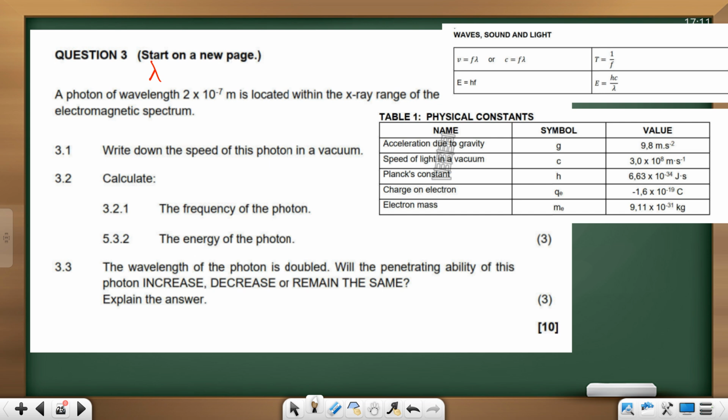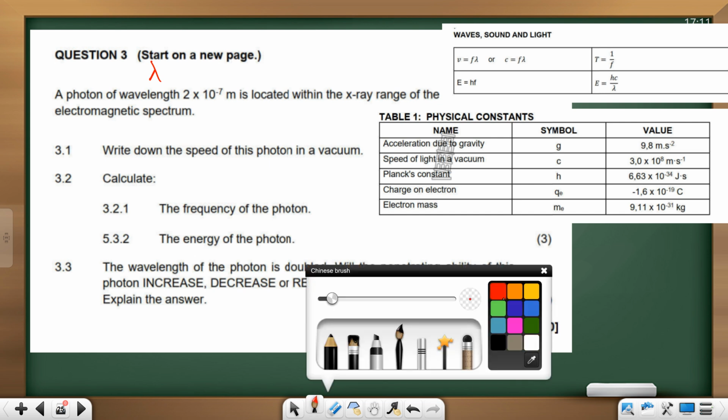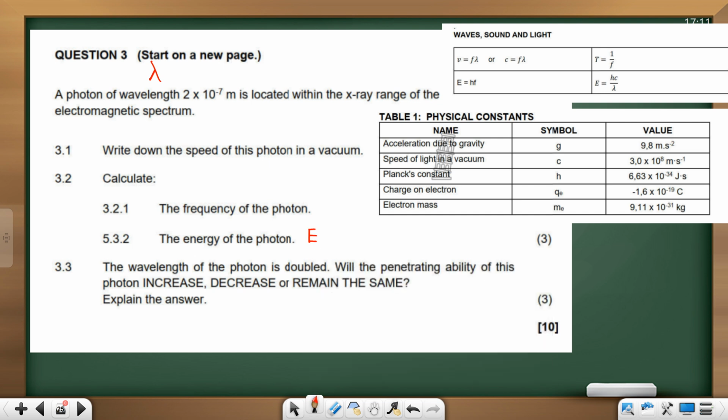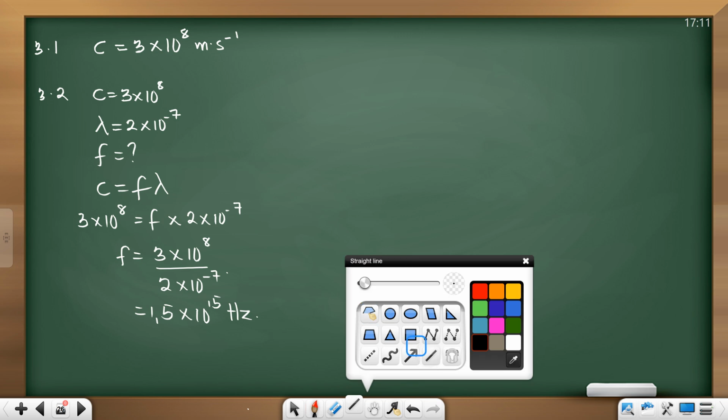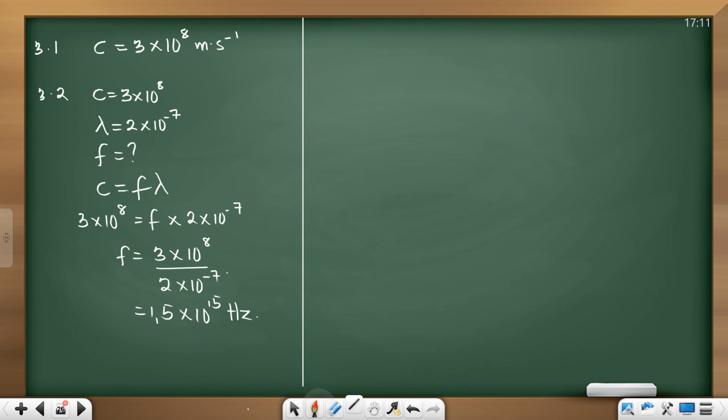Calculate the energy. What is the symbol for energy? It is E. Let's go again. Okay, there are two formulas. E equals hf and E equals hc over lambda. Do I have any of this? Yes. Oh, so we're done there.